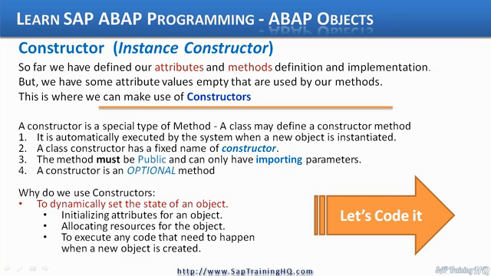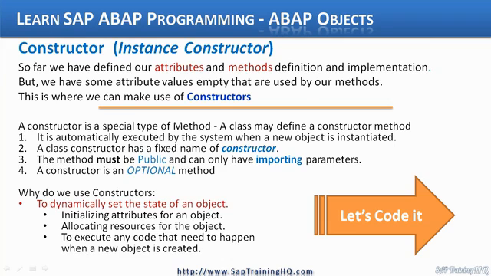Now, when we create a constructor method, there are some fixed rules that we have to abide by. And these are: a constructor has to have a fixed name of constructor. We can't name it anything else. And the method must be public and can only have importing parameters. And like I just mentioned a second ago, constructors are optional, but you will find they are very useful and used in a lot of different classes.